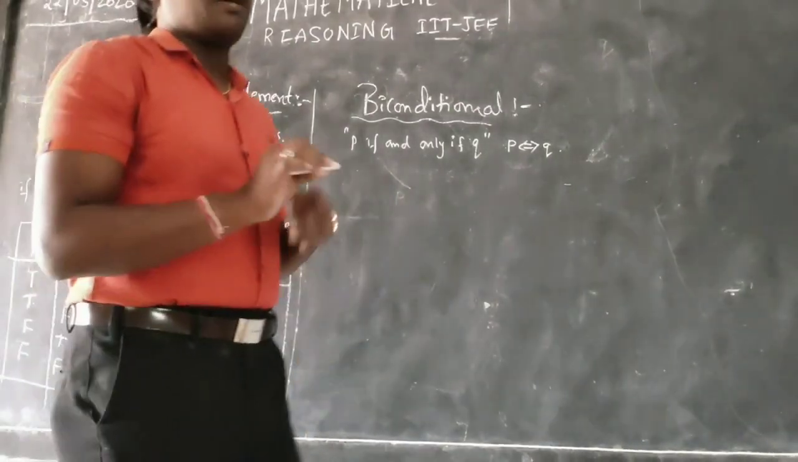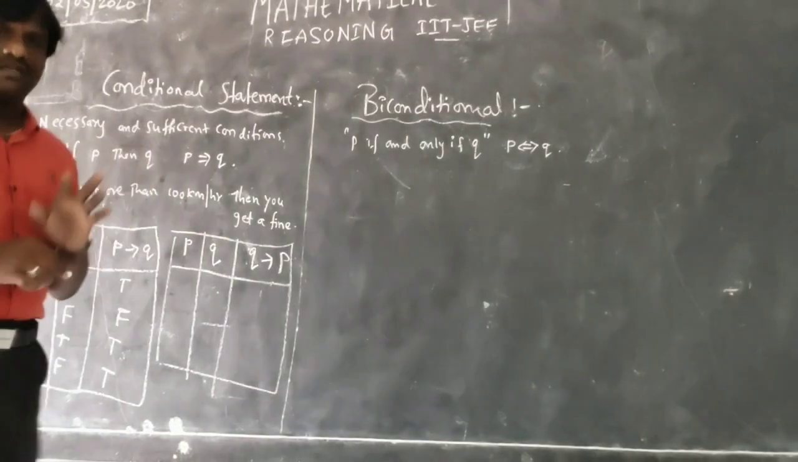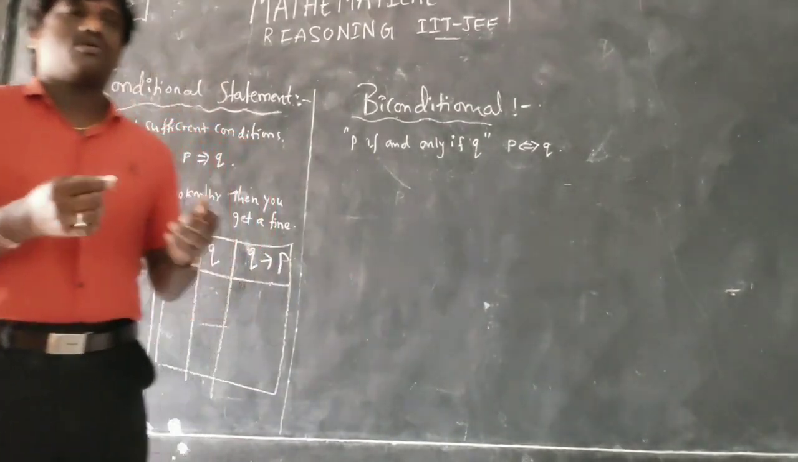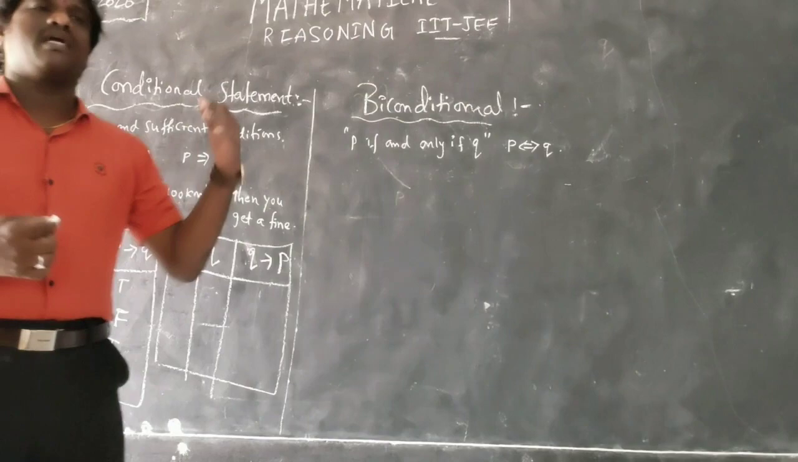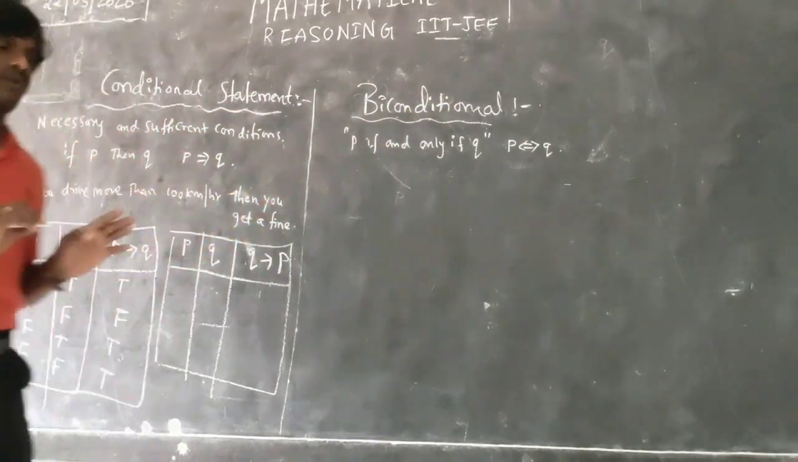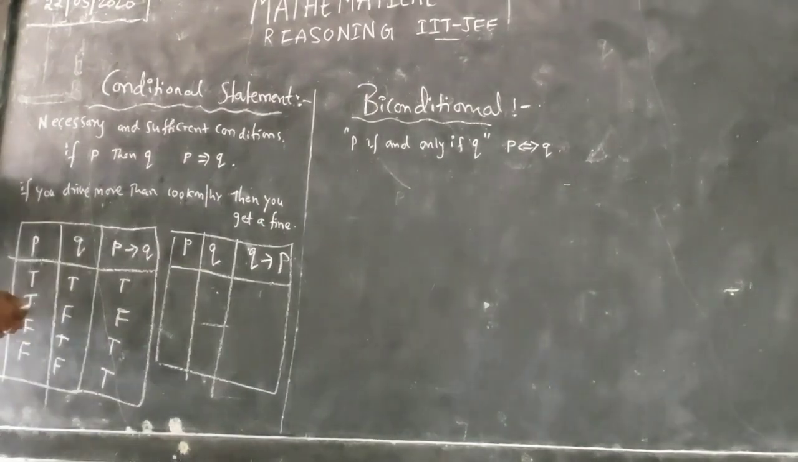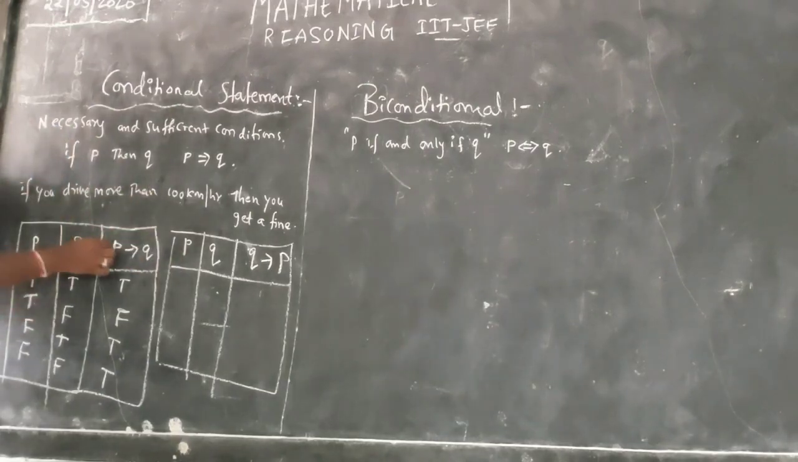What I want to say here is, if you are traveling below 100 kilometers per hour, say 50 or 60 kilometers, then there is no fine. That is what this statement says. This is the conditional statement: T implies F gives F. Let us discuss here, P implies Q.